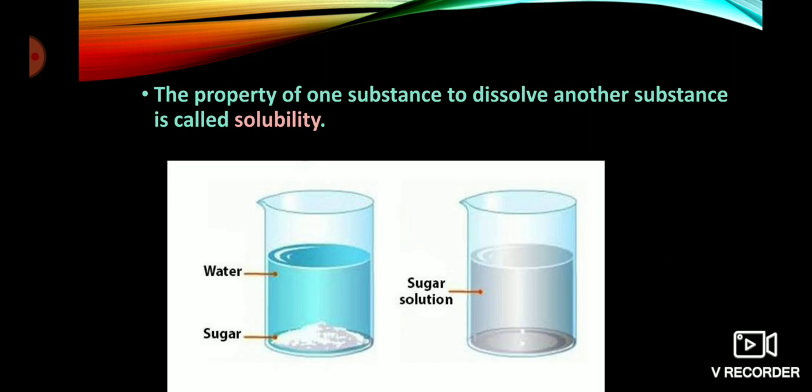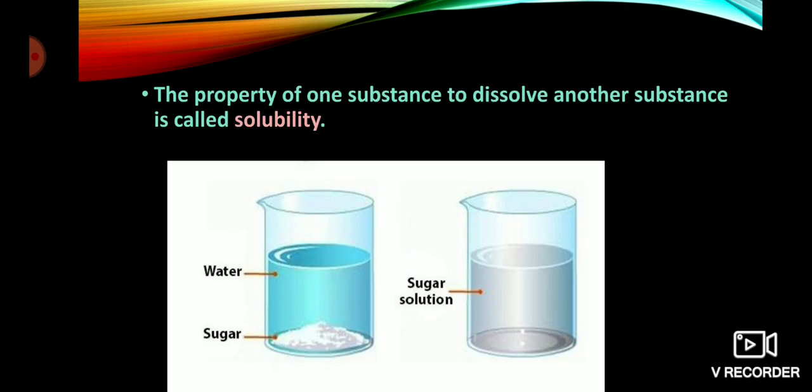Now here you can see there is water in a glass and some sugar added into the water. When sugar is added and we stir it with a spoon, after some time we will see the sugar dissolve in water and we get a sugar solution. So here the property of water is to dissolve the sugar, and it is the solubility of water.